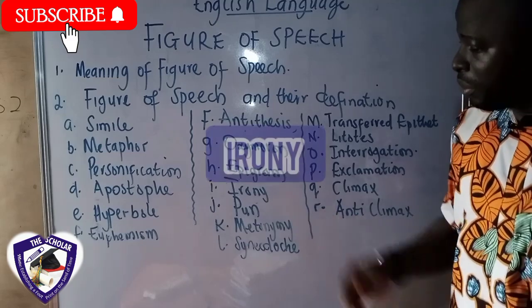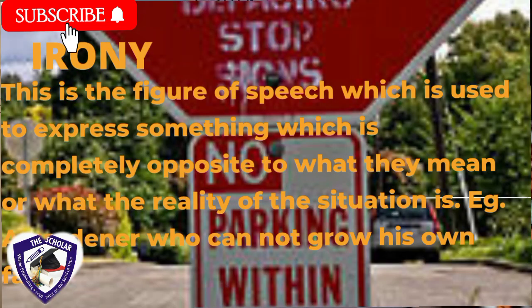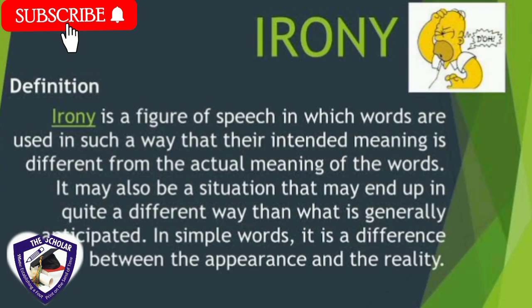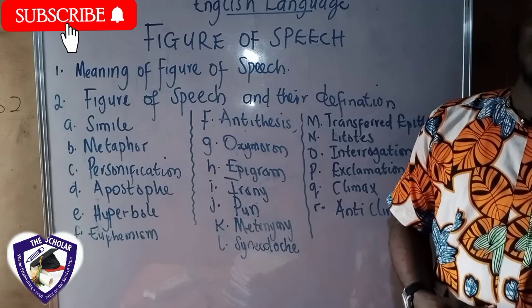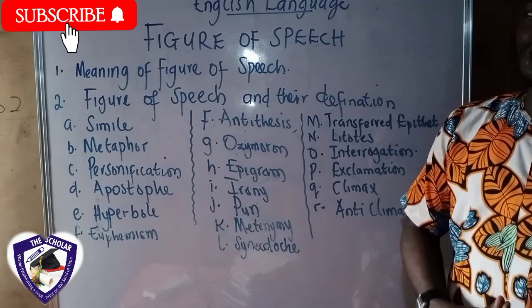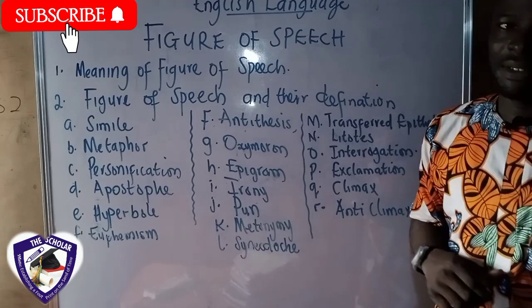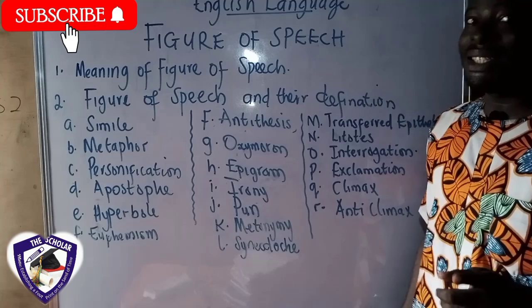Then we take irony. What do we refer to as irony? Irony is a figure of speech which is used to express an opposite meaning, which is different from the real meaning. For instance, if I say, you are a pretty fellow, of course, I actually meant something else. What I meant was different from what I've just said. So if I say, ironically, she is a pretty fellow, meaning that that person is ugly.